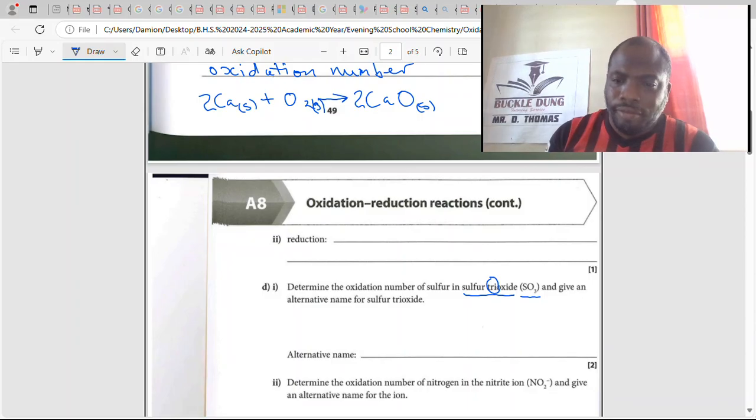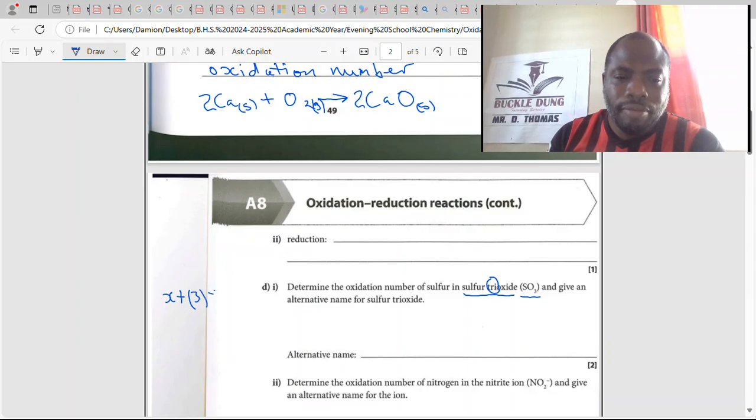The oxidation number in a neutral compound should be equal to 0. Beautiful. And I'm just going to make an adjustment, the sum. So all of the oxidation numbers should equal 0. So we work with those rules. So we call sulfur X.